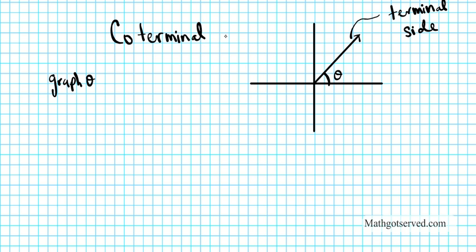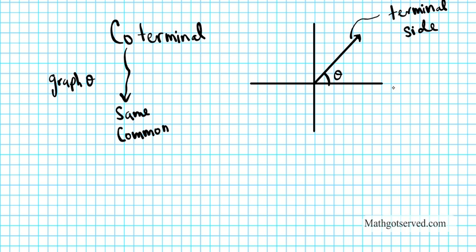So co, as the word suggests, means the same or common, okay? So if two angles have the same or common terminal side, they are coterminal angles. So if this is an angle, and another angle when you're graphing it happens to fall right over this angle right here, it is said to be a coterminal angle. Okay, so relative to this angle, how can we get another angle to have the same terminal side? All you have to do is rotate a full circle, right?